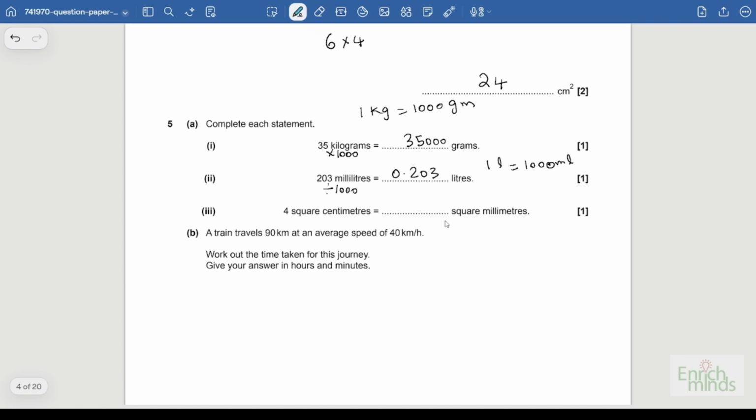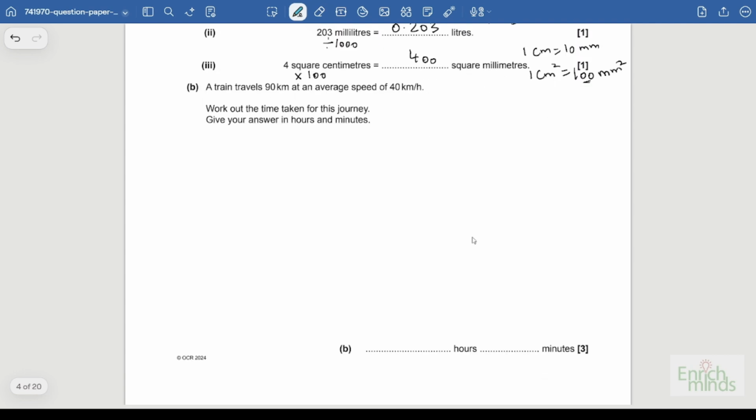4 square centimeters is how many square millimeters? So 1 centimeter has got 10 millimeters. But since there is square centimeters and square millimeters, 1 centimeter square will have 10 squared, which is 100 millimeter square. So to go from centimeters to millimeters, we times it with this value. So the answer is 400 square millimeters.